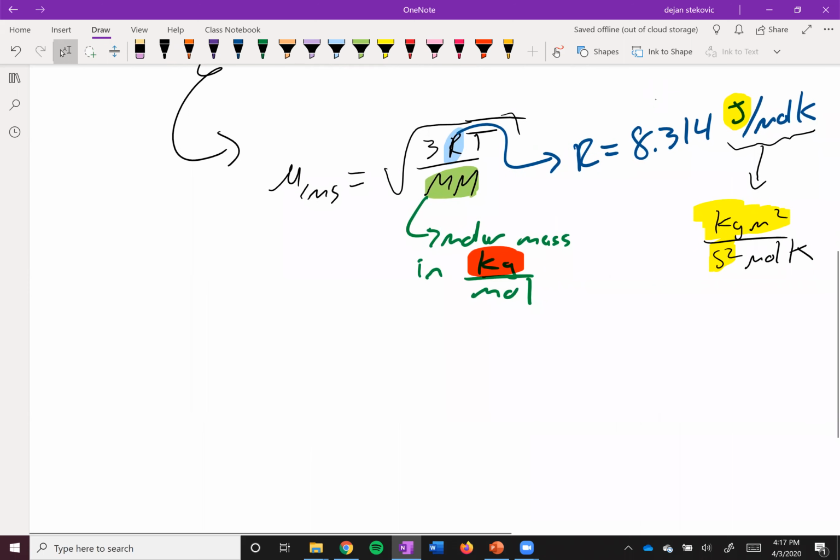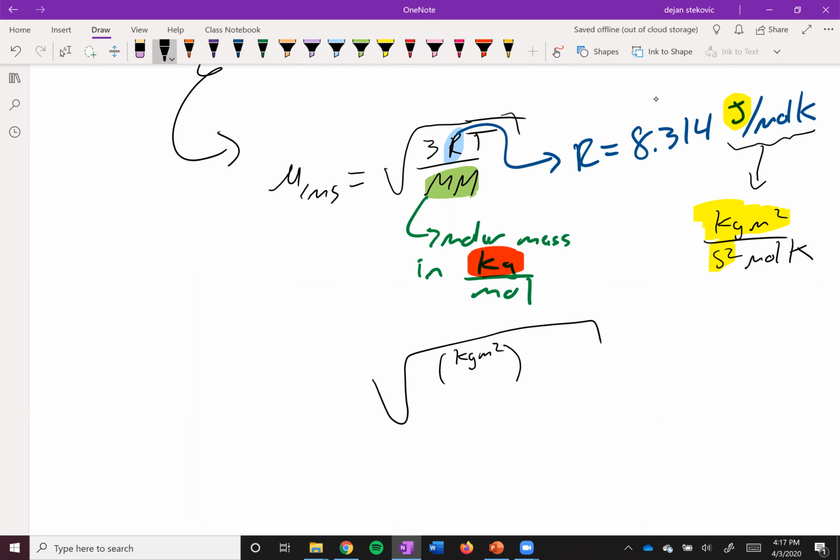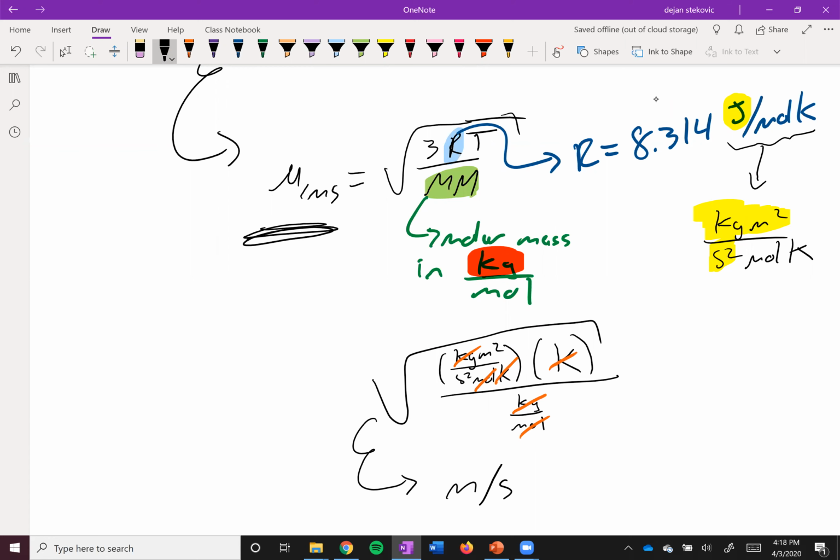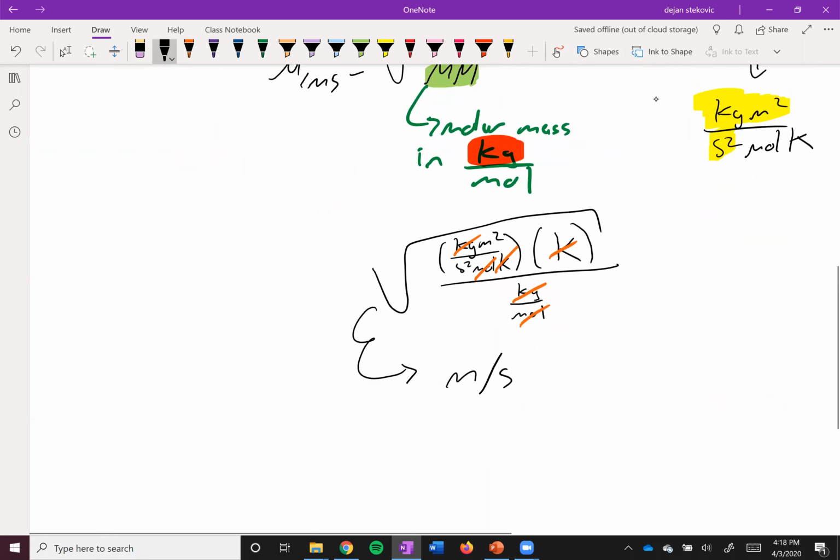Let's take a look at the units here. The number 3 has no units. Your R is kilogram meters squared per second squared per mole Kelvin. Your temperature has to be in Kelvin, and down here you have molar mass in kilograms per mole. Algebraically, the kilograms cancel out, the moles cancel out, and the Kelvins cancel out. When you take the square root of this, the units end up in meters per second. Since we're talking about velocity, that makes sense. Velocity is how quickly something travels in a certain amount of time, so in this case, meters per second.